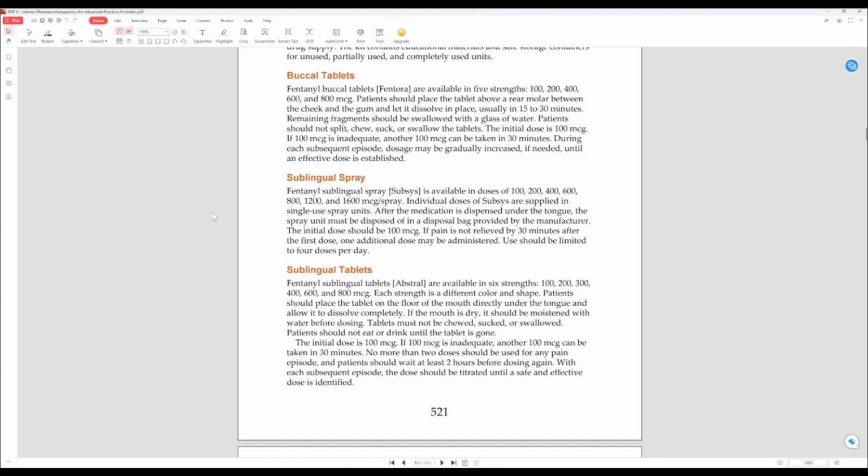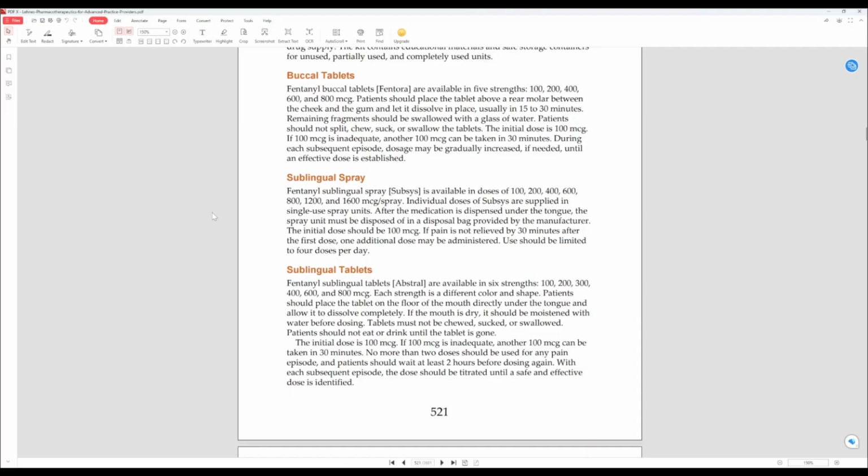The sublingual spray. Fentanyl sublingual spray is available again in several dosages. Individual doses of SUS, which is the sublingual spray, are supplied in single-use spray units. After the medication is dispensed under the tongue, the spray must be disposed of in a disposal bag provided by the manufacturer. The initial dose should be 100 micrograms.